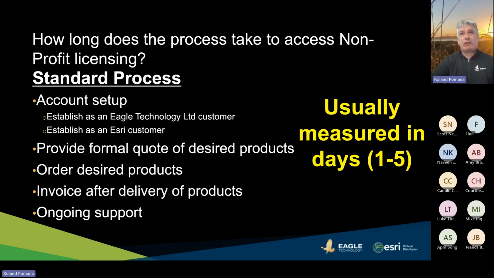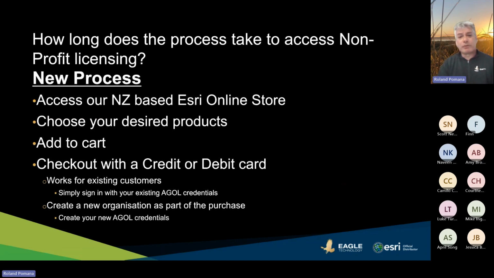The other process that we now have, and it's a new process, and we only established it last year, is to access our New Zealand-based Esri online store. And you can go there simply, choose the products that you want that we've made available inside the store, add it to a shopping cart, check out with a credit or debit card. And if you're an existing customer that wants to just add a new Creator license to your organization, it's really simple. Sign in with your existing AGOL details, enter your credit or debit card details, and the software is delivered almost immediately. You'll see it activated.